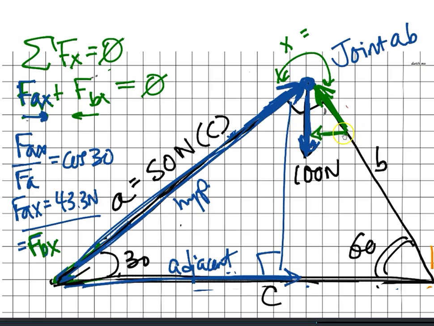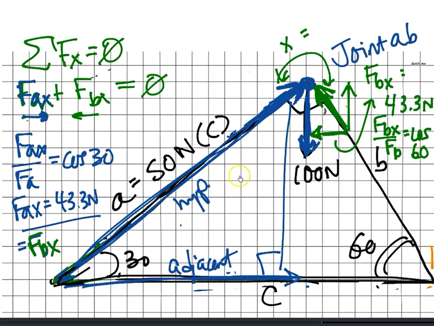So that's the horizontal component here. They are equal because they have to cancel out, right? So now we know that FBX is 43.3 newtons, which means we can solve for FB. FBX here is the adjacent, and FB is the hypotenuse, and now our new angle is 60 degrees over here. So FBX, the adjacent, divided by FB, the hypotenuse, is equal to the cosine of 60 degrees.